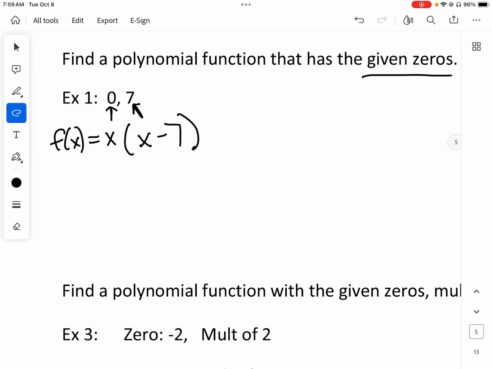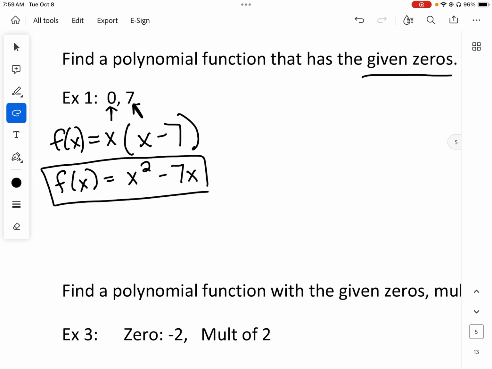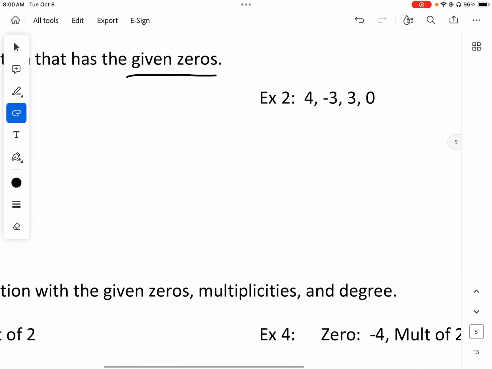But we want to simplify it, so we are going to actually distribute. And so that's x times x is x squared. X times negative 7 is negative 7x. Okay, so that's just with two zeros. And see how we have power of 1, power of 1. So that makes us single multiplicity, which means we have 2 total, which our biggest exponent is 2. So we have 2 total zeros.